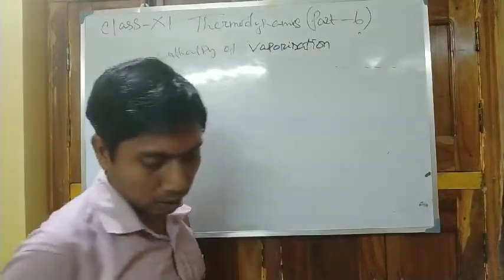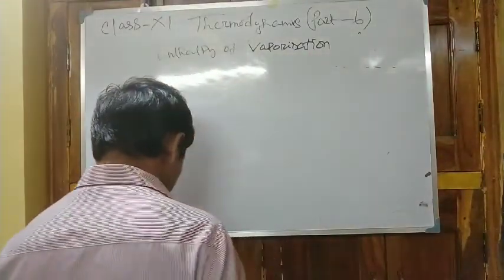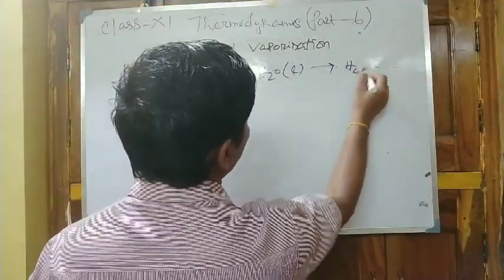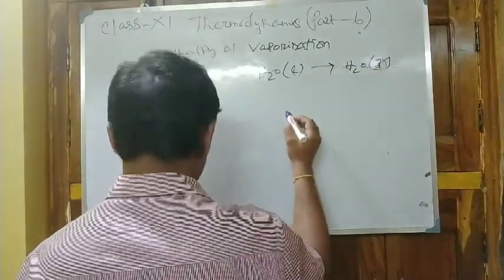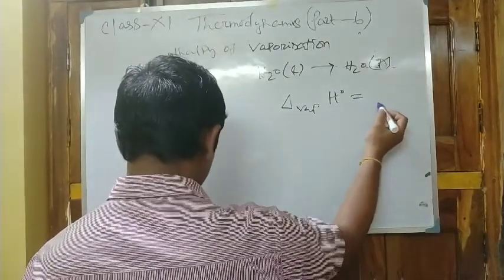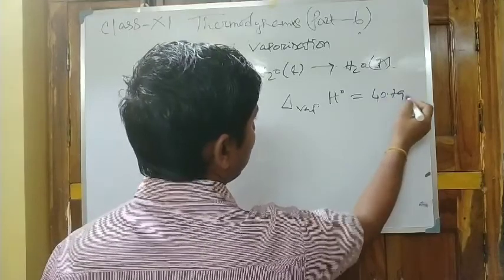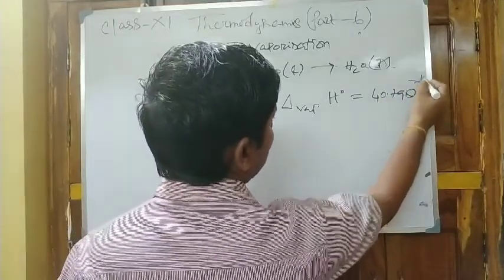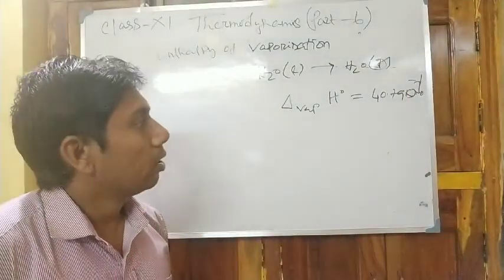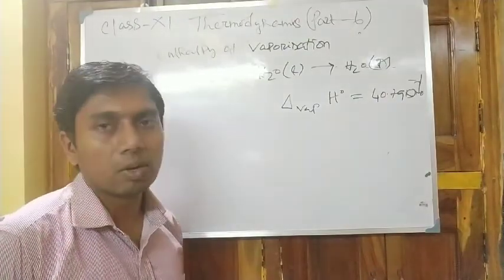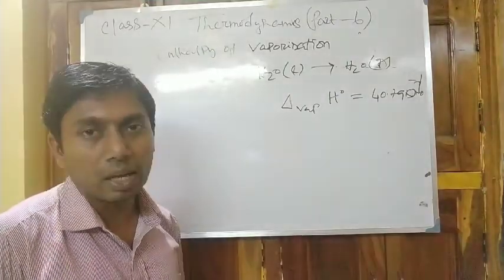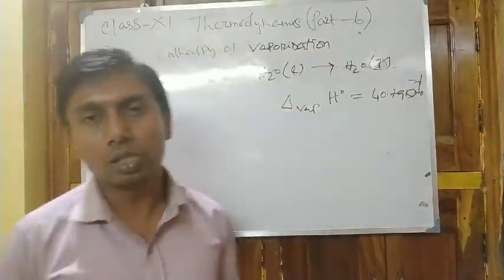Here also we go with an example, enthalpy of vaporization, that is H2O liquid to H2O gas. Here the standard enthalpy of vaporization at standard state is equal to 40.79 kilojoule mole inverse. Now if we follow the data, it is plus, that means an amount of energy in the form of heat is required for this transformation. And from the physical aspect, we know that from the liquid state to gaseous state, energy should be given to the system.